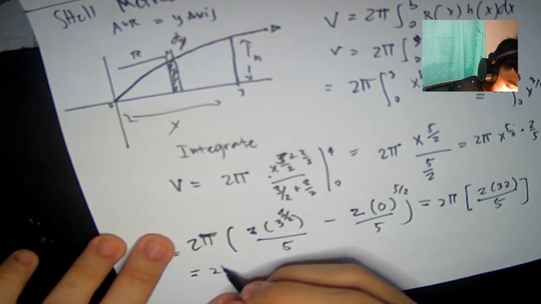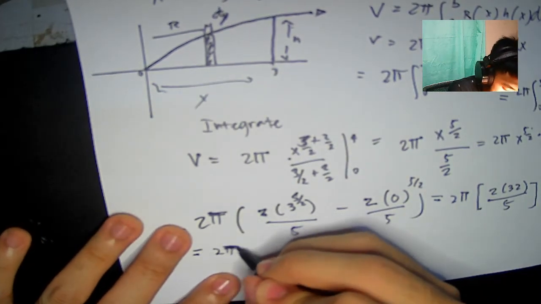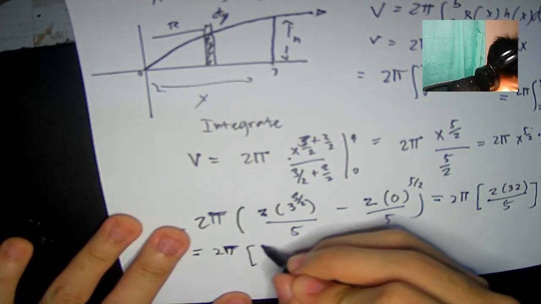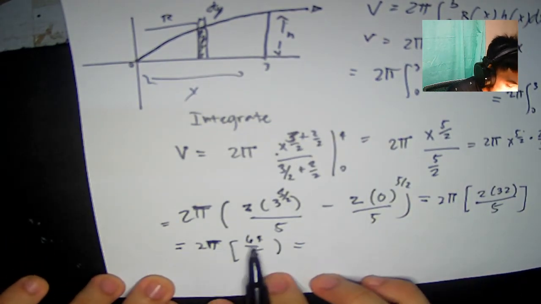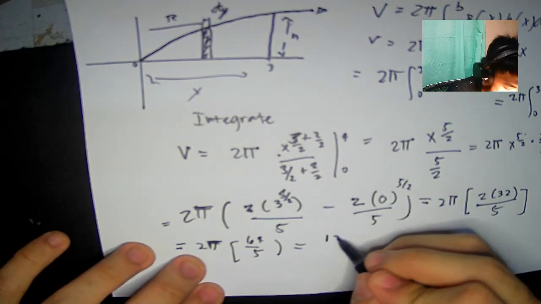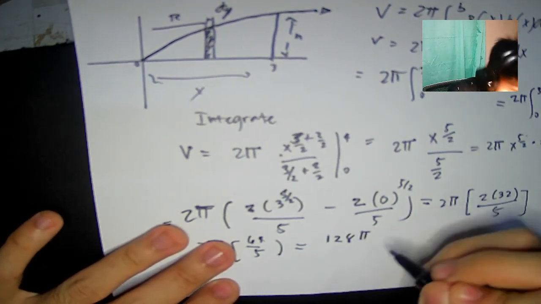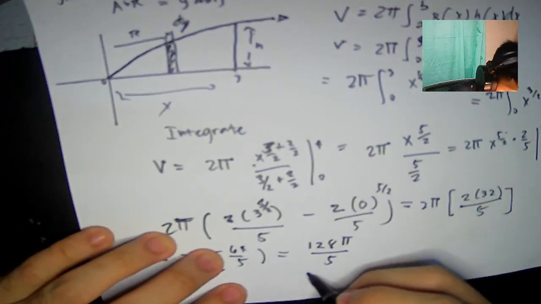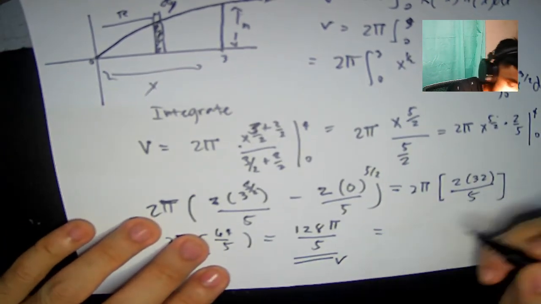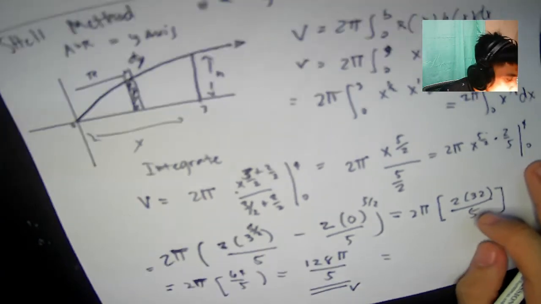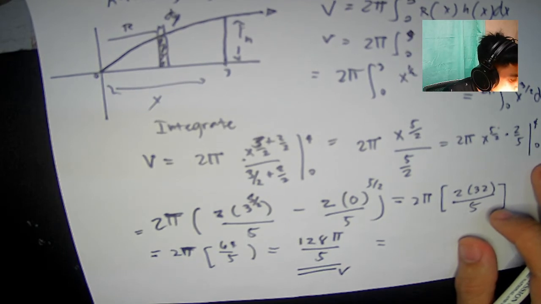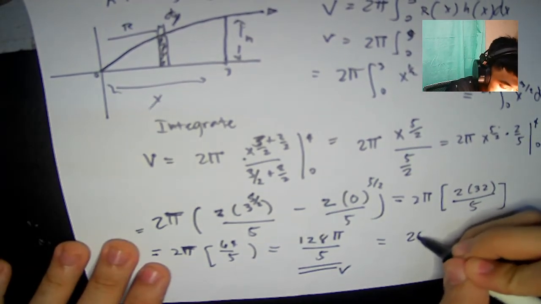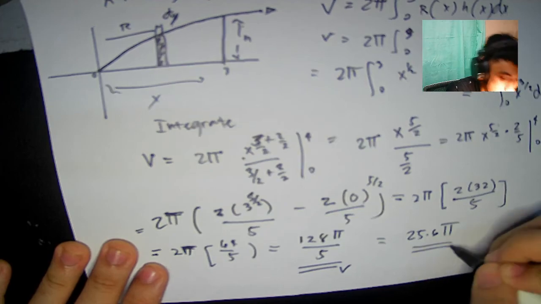Times 32 is 2 pi. I'm sorry, my handwriting is bad. So 64 over 5, equals 2 times 64 is 128, 128 pi over 5. You can put your answer as is, but if you want to really make yourself uncomfortable, just divide 128 by 5. So we have 25.6 pi. Also our answer.